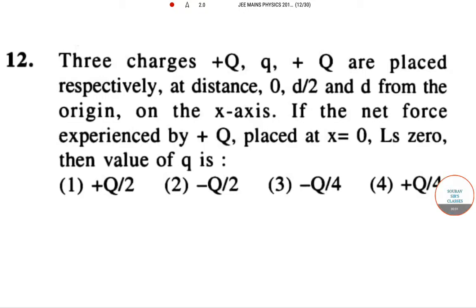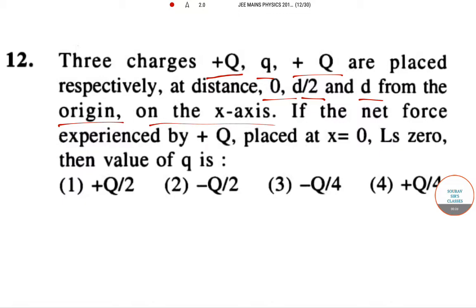Today, let's get started with the Joint Entrance Main Physics Question Paper 2019. Here three charges are given: plus Q, small q and plus Q, placed respectively at distances 0, d by 2 and d from the origin on the x-axis.